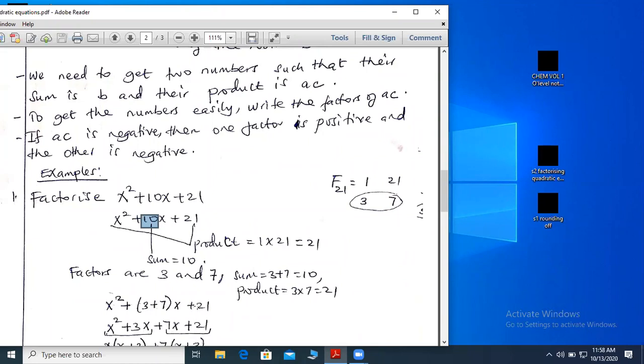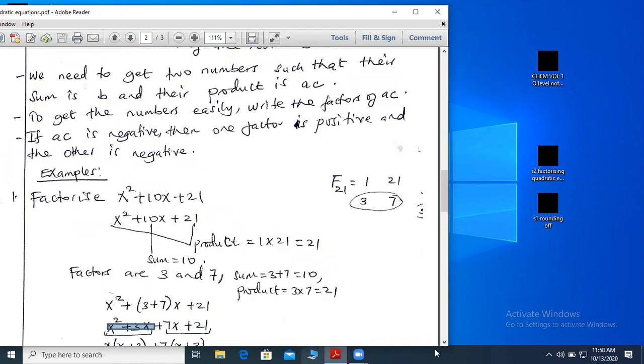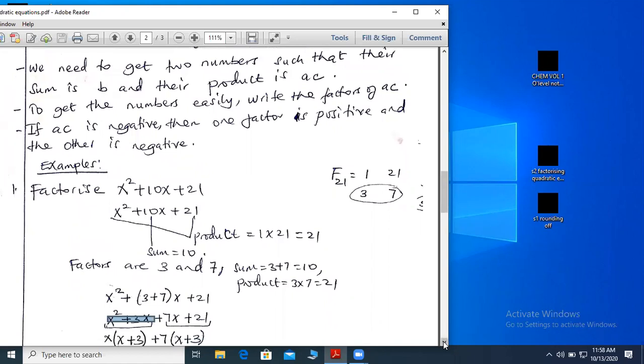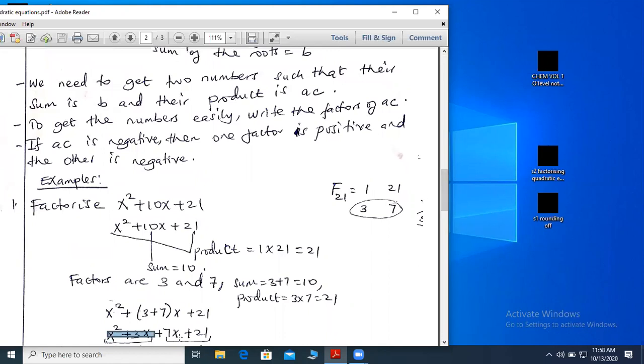Now, after doing that, I join two numbers, this one and this one, and I look for the common factor in these two. In x squared plus 3x, there is a common factor. Can I ask Lisa to tell me the common factor here in x squared and 3x, these two terms? What is the common factor?